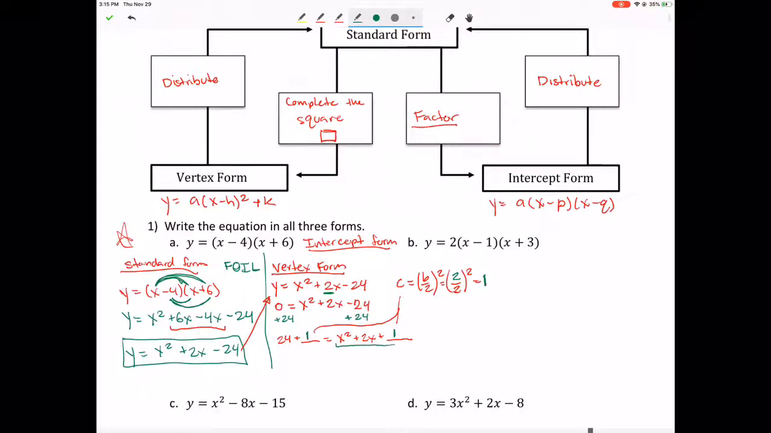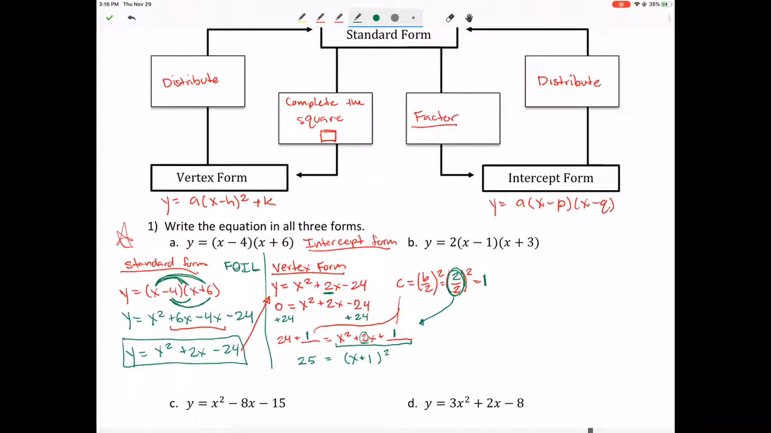Now we completed this square. Once it's completed, we can write it as a binomial squared. x, and what comes in here will always be our b divided by 2. It's also what's inside of our parenthesis over here. So you can put that in our parenthesis, which is a positive 1. On our other side, we just combine those: 24 plus 1 is 25.